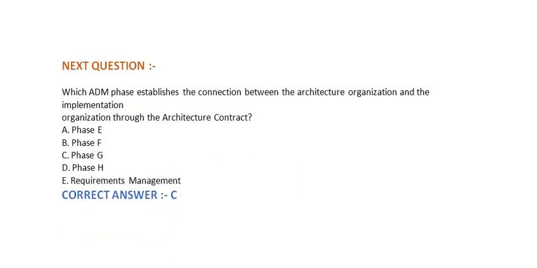Next question is, which ADM phase establishes the connection between the architecture organization and the implementation organization through the architecture contract? Option A, phase E. Option B, phase F. Option C, phase G. Option D, phase H. And option E, requirements management. The correct answer is option C.